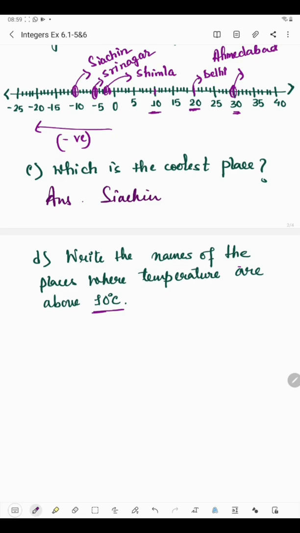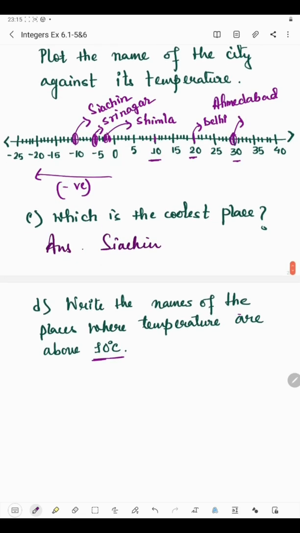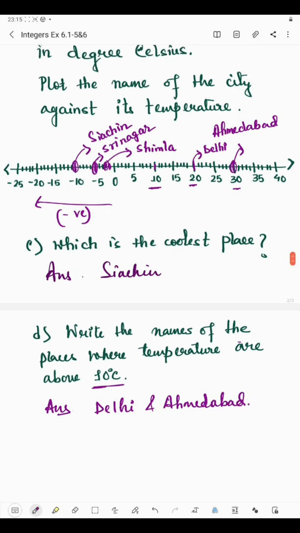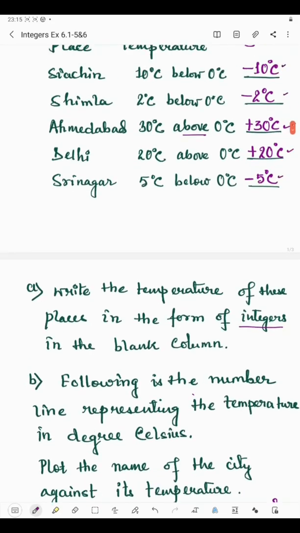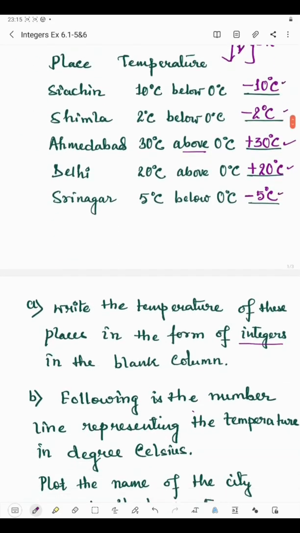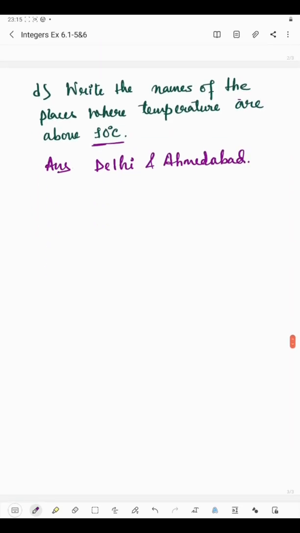So we write the names of the places where temperature is above 10 degrees Celsius. So it's Delhi and Ahmedabad. So this was the last part of question number 5. Now coming to the next question.